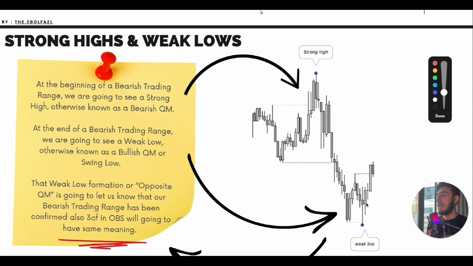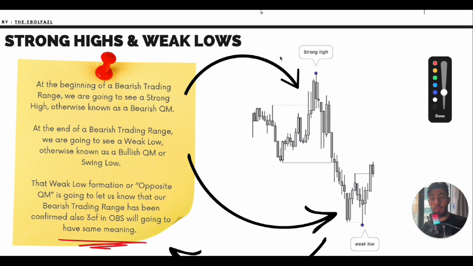That's so important. That weak low formation or opposite QM is going to let us know that our bearish trading range formed. Even if you have a three candle confirmation inside the obstacles, this is valid. That our bearish trading range has been formed, confirmed. Also, three candle confirmation in obstacle, we're going to have the same meaning for us. So I'm gonna talk about this again.